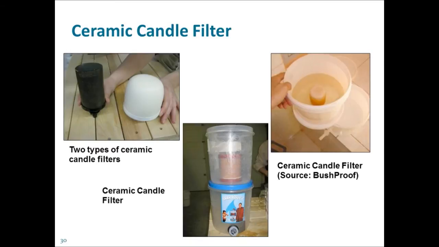The ceramic candle filters are hollow cylinders that are usually made from clay mixed with a combustible material like sawdust, rice husks, and coffee husks. Again, when the clay is fired, the combustible material burns, leaving small pores in the ceramic through which the water will seep slowly. Colloidal silver is typically applied to the ceramic, and this is used to help with pathogen removal.